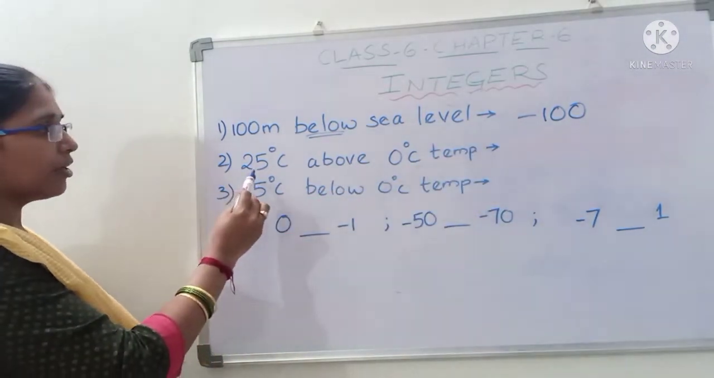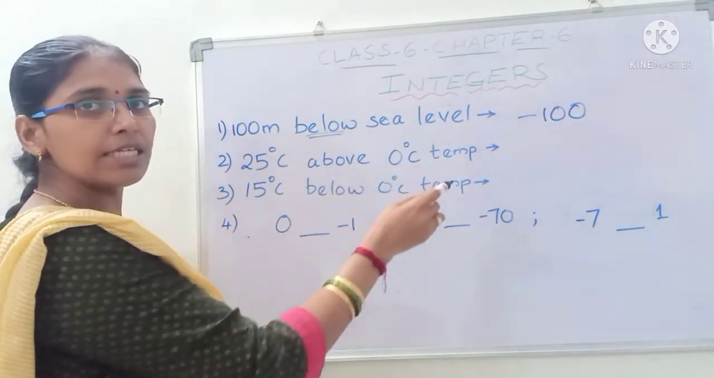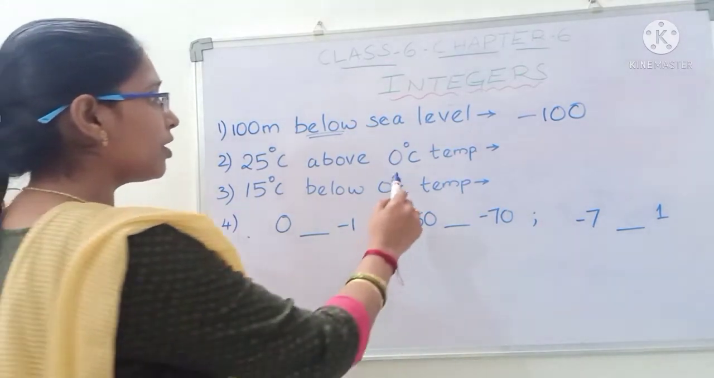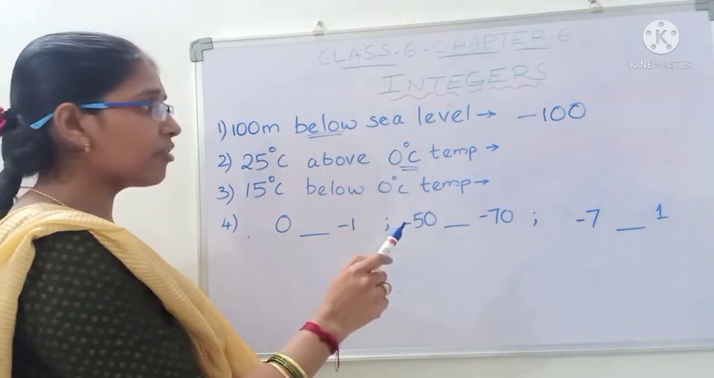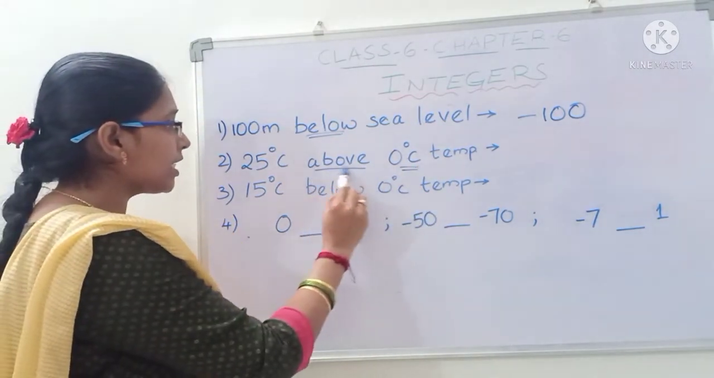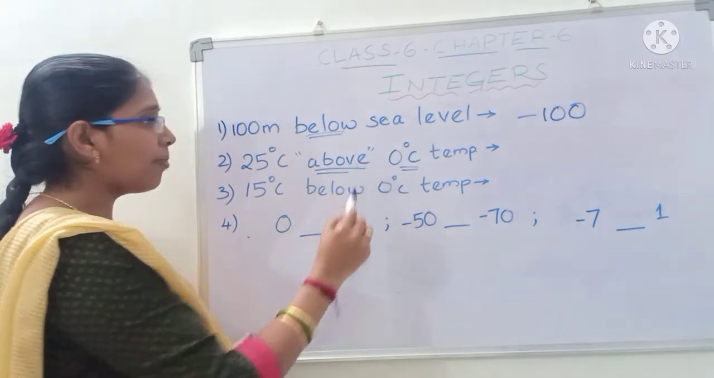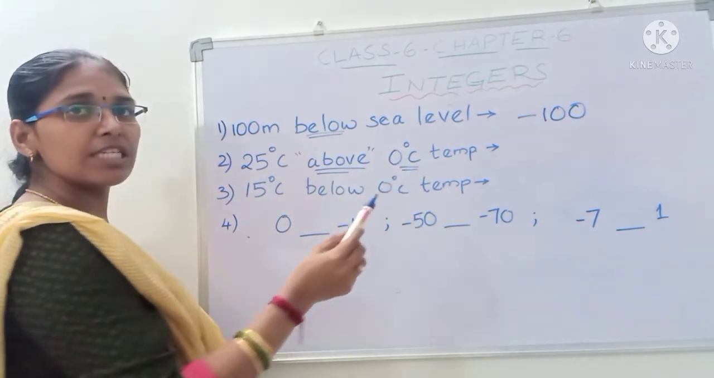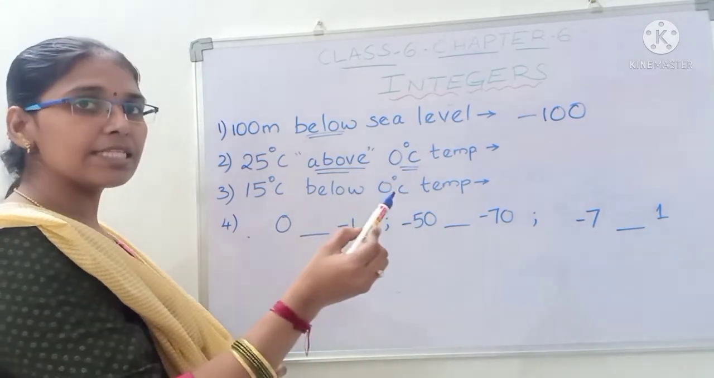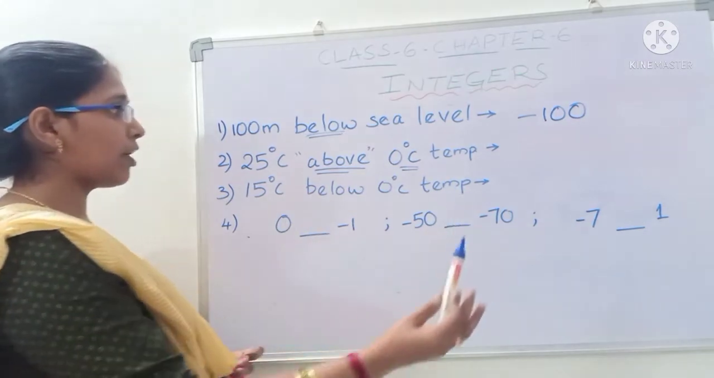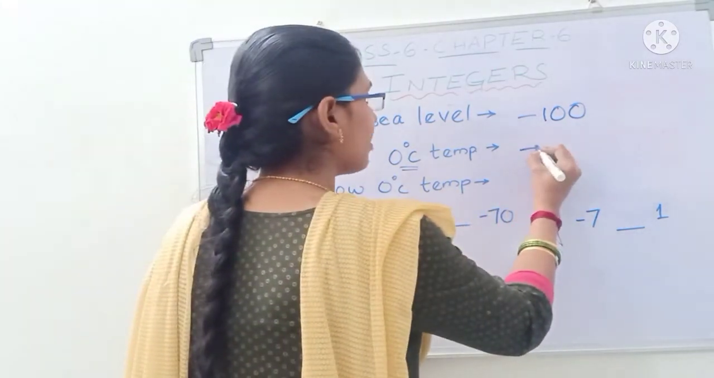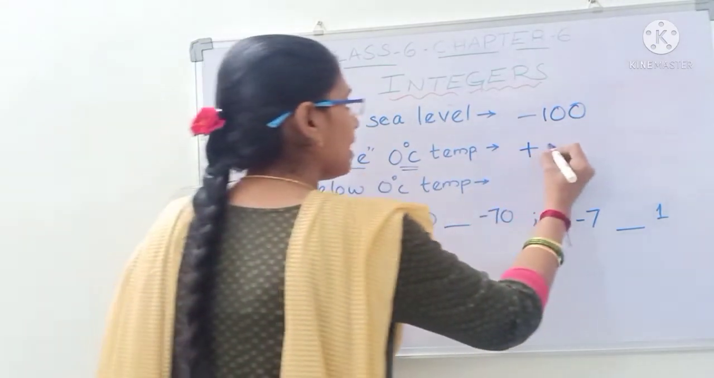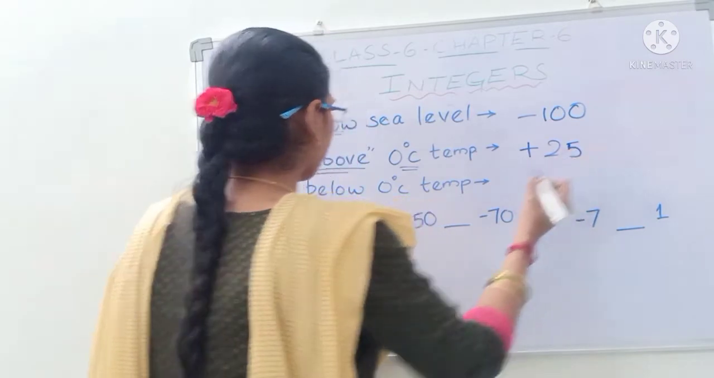Next question children. 25 degrees above 0 degrees temperature. Yes, assume 0 degrees temperature is given, that means 0 is given on the number line. See these keywords: above. Above means greater. 25 above 0 means 25 greater than 0. That means you go right side of the number line. Right side of the number line, greater than 0, means you use positive sign. Plus 25.